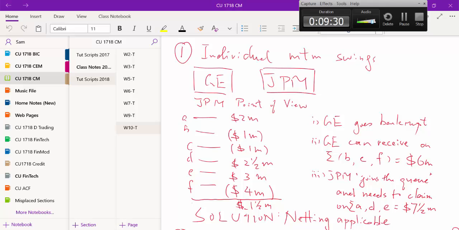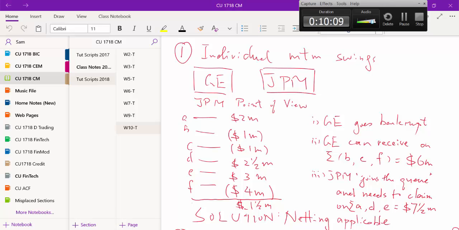So in transaction A, this can be a swap, a forward, an option, it can be anything. In transaction A, JP Morgan is winning 2 million on the mark-to-market. And in transaction B, JP Morgan is losing 1 million. That actually means General Electric is winning here. Here, JP Morgan is making 2.5 million, 3 million. And here, JP Morgan is losing 4 million. Is everyone okay with that?